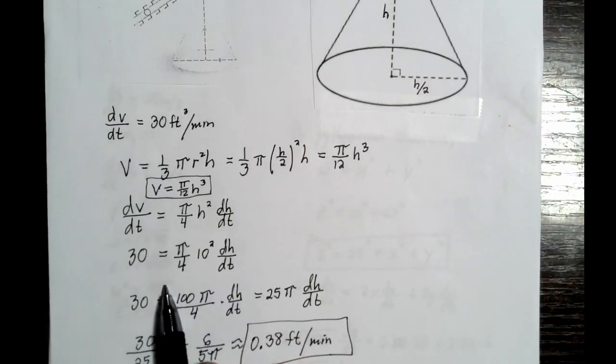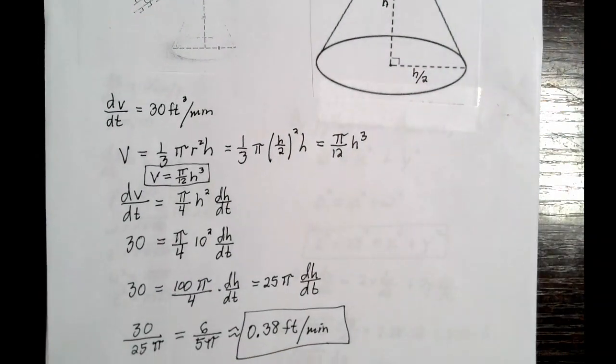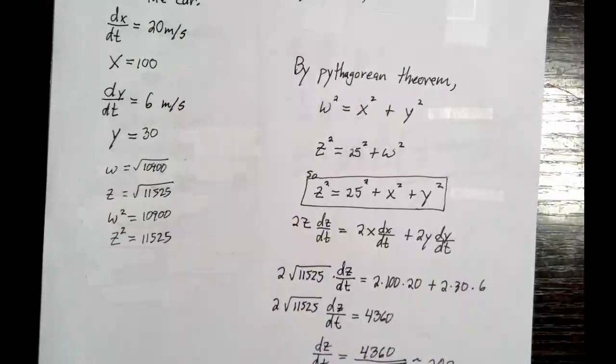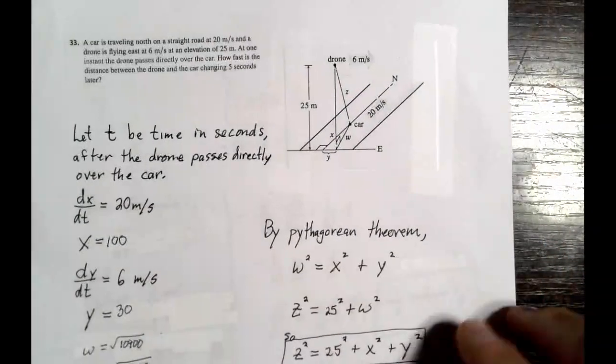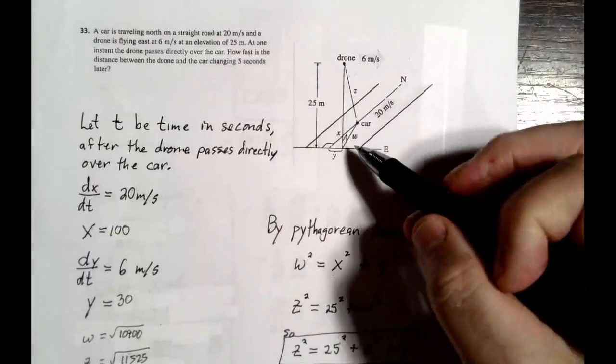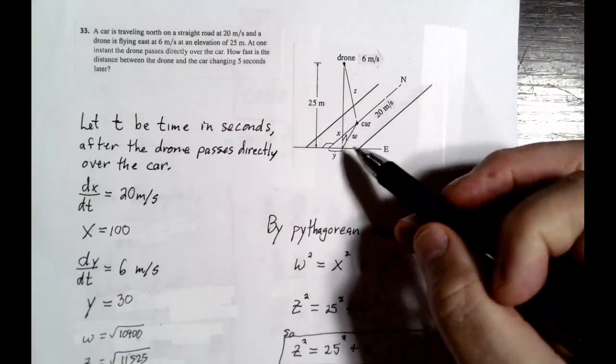And so here you've got your numbers, and you plug in everything you know, and you solve for it, and you get 0.38 feet per minute. This one's particularly tricky. You've got several Pythagorean triangles in here.